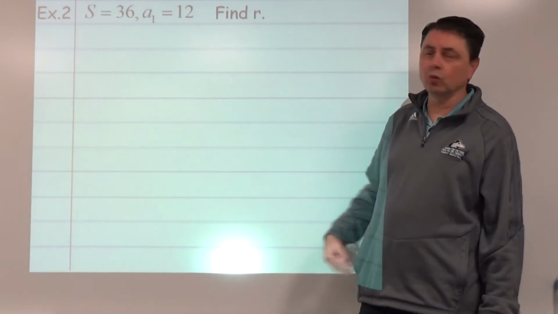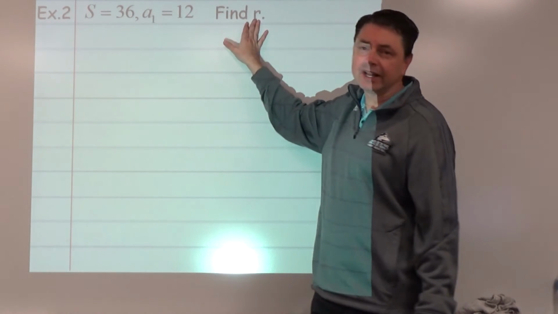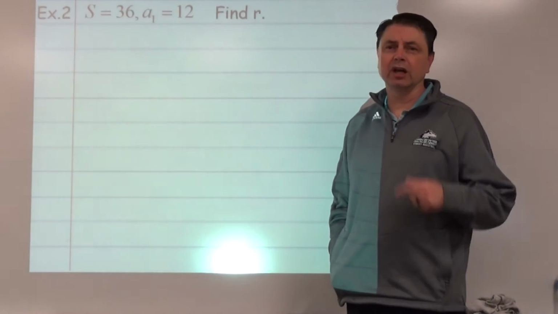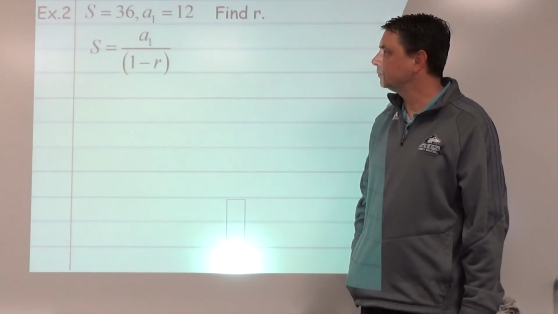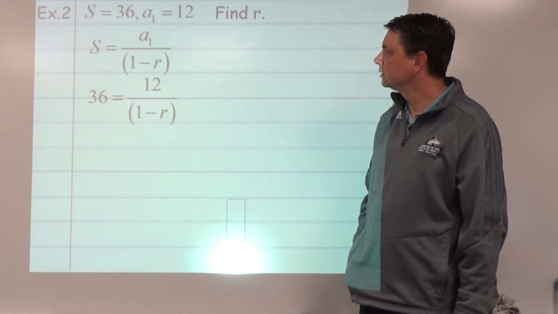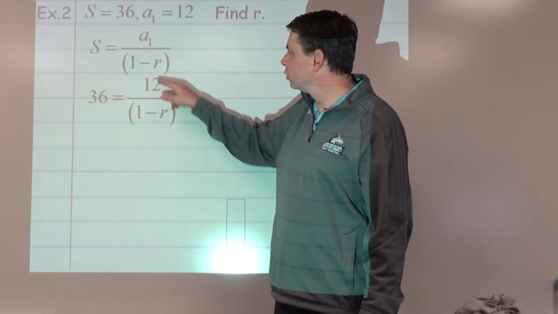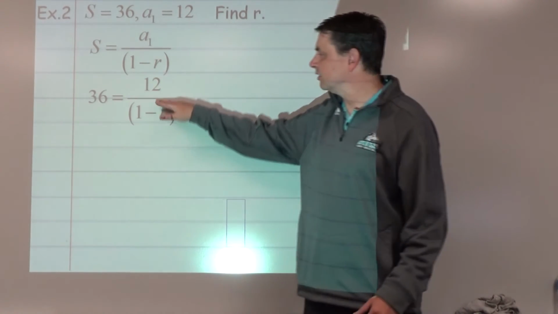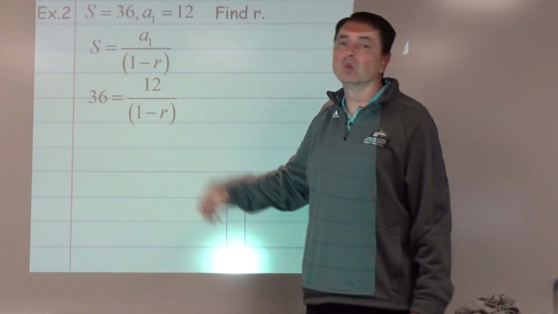Example number 2. We know the sum. We know the first term. Find R. We're just going to do some algebra. We're going to solve for an unknown. In the formula, here's our formula, S equals. So substitute in what we know, 36, 12, we don't know that. All right, so to undo the division, let's multiply both sides by 1 minus R.